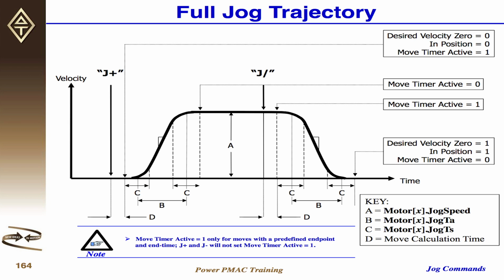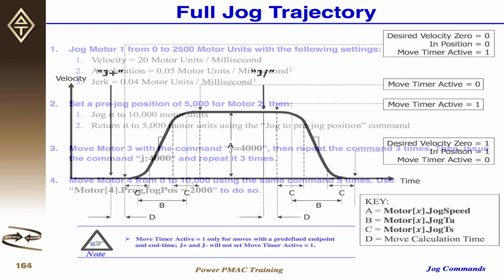So if you ever want to set up a PLC or some sort of script to run in the background and watch to see if a jog move is completed, these are 3 of the status bits you can use for that and how they should behave in response to a couple of different jog moves.